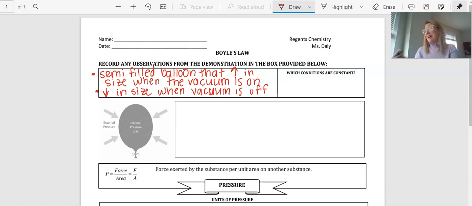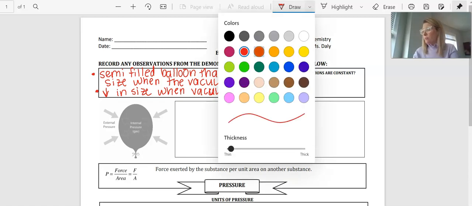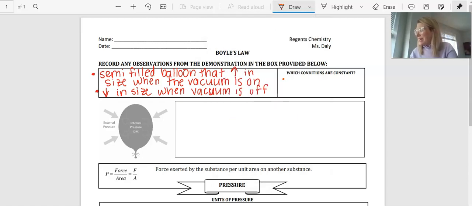What kinds of things were held constant? Well, in the vacuum chamber, we had temperature held constant. There was no shift. We didn't heat it up. We didn't cool it down. We didn't add heat. We didn't remove heat. And also the amount of gas within that balloon. It was pre-filled. They closed it off. It was sealed. It expanded and it went down, but the amount of gas in there did not change. So temperature and the amount of gas were held constant in this experiment.